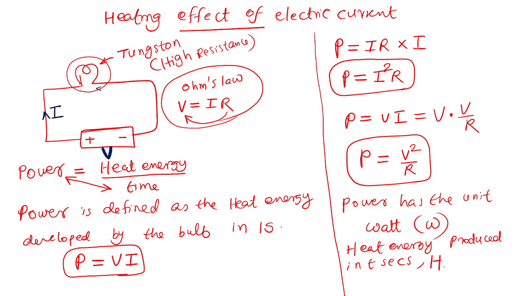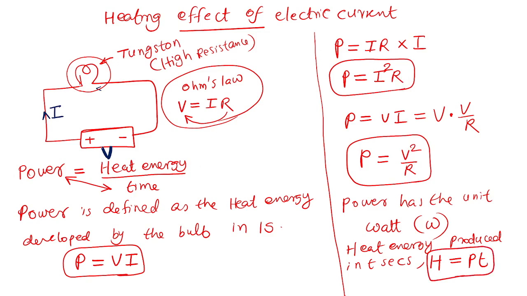The heat energy developed in T seconds time. In T seconds time, how much total heat energy developed? What is heat energy then? Power into time. Power, we have three formulas. Any formula you can use. The heat power into time, that is a good formula. For power, you can use either V into I, or I square R, or V square by R. So this formula also you have to memorize.